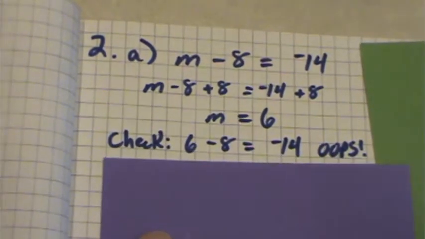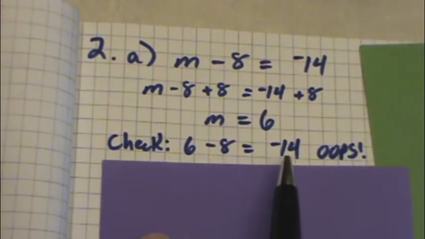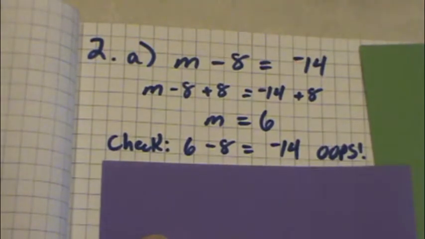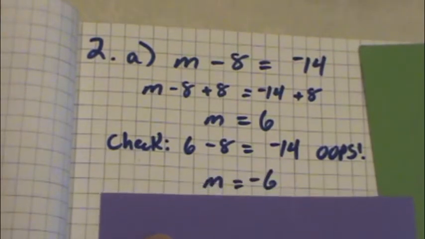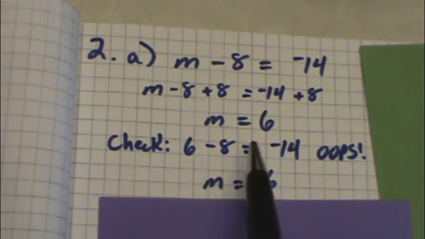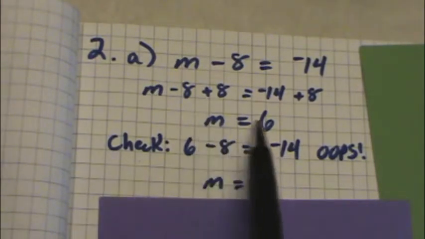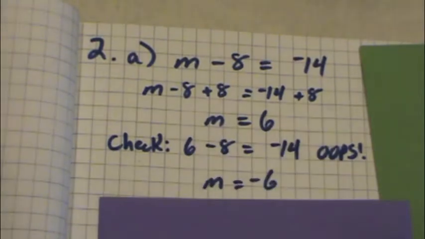So then, let's check it. Look at that. 6 minus 8 does not equal negative 14. I made a mistake. Did anybody catch it? I hope so. I bet Fabrice did. So then I realized I just forgot my negative sign when I solved it. So this is the right answer. That's the wrong answer.